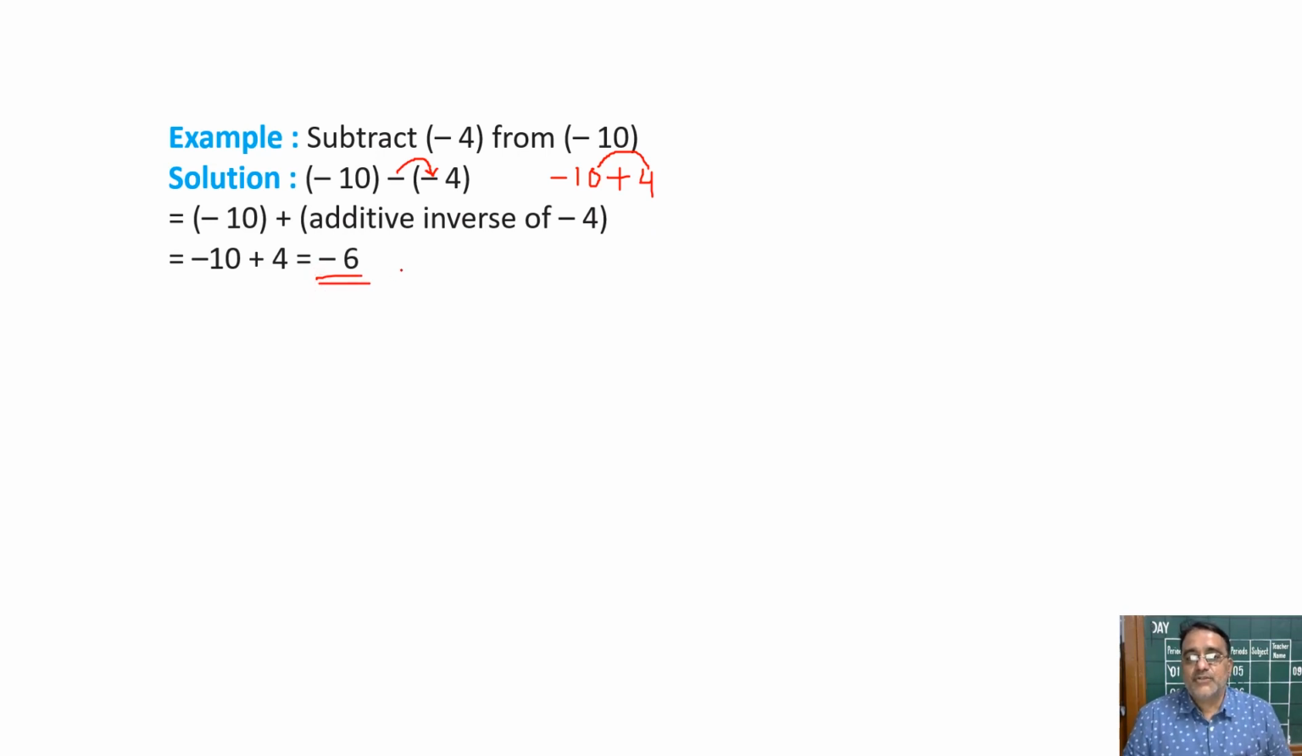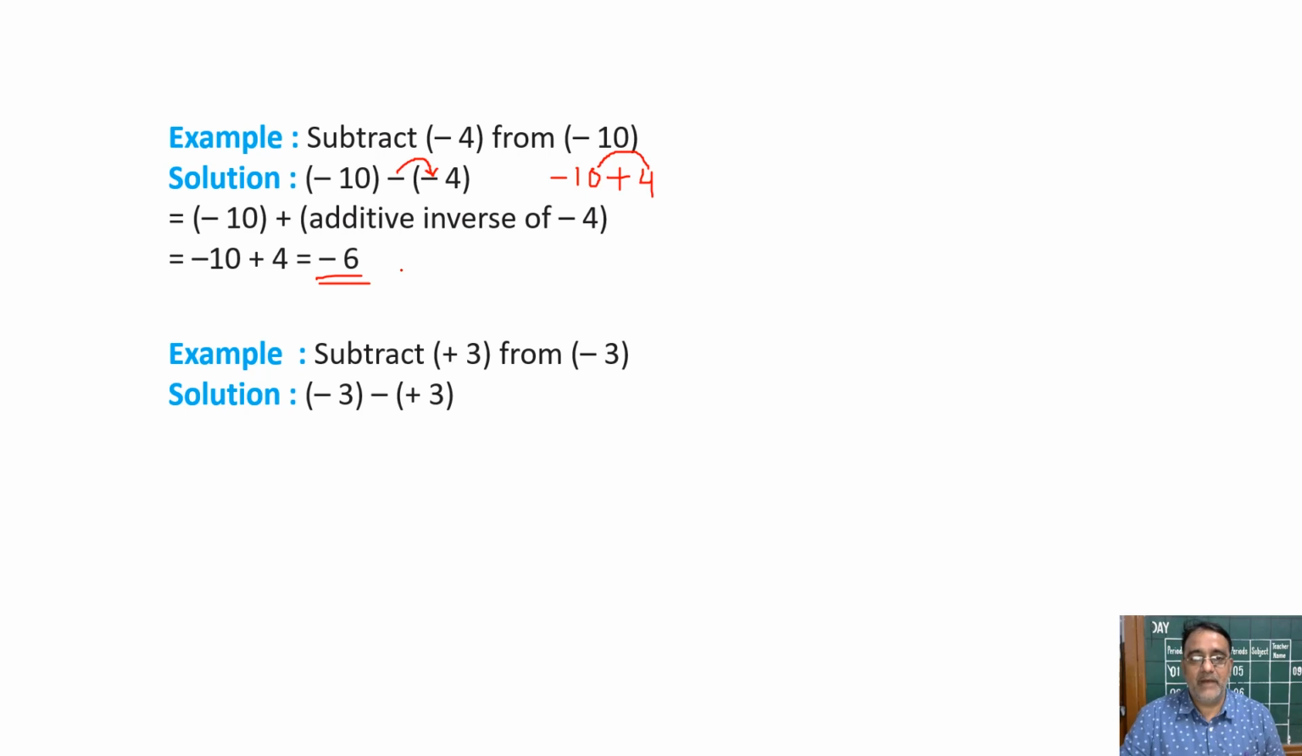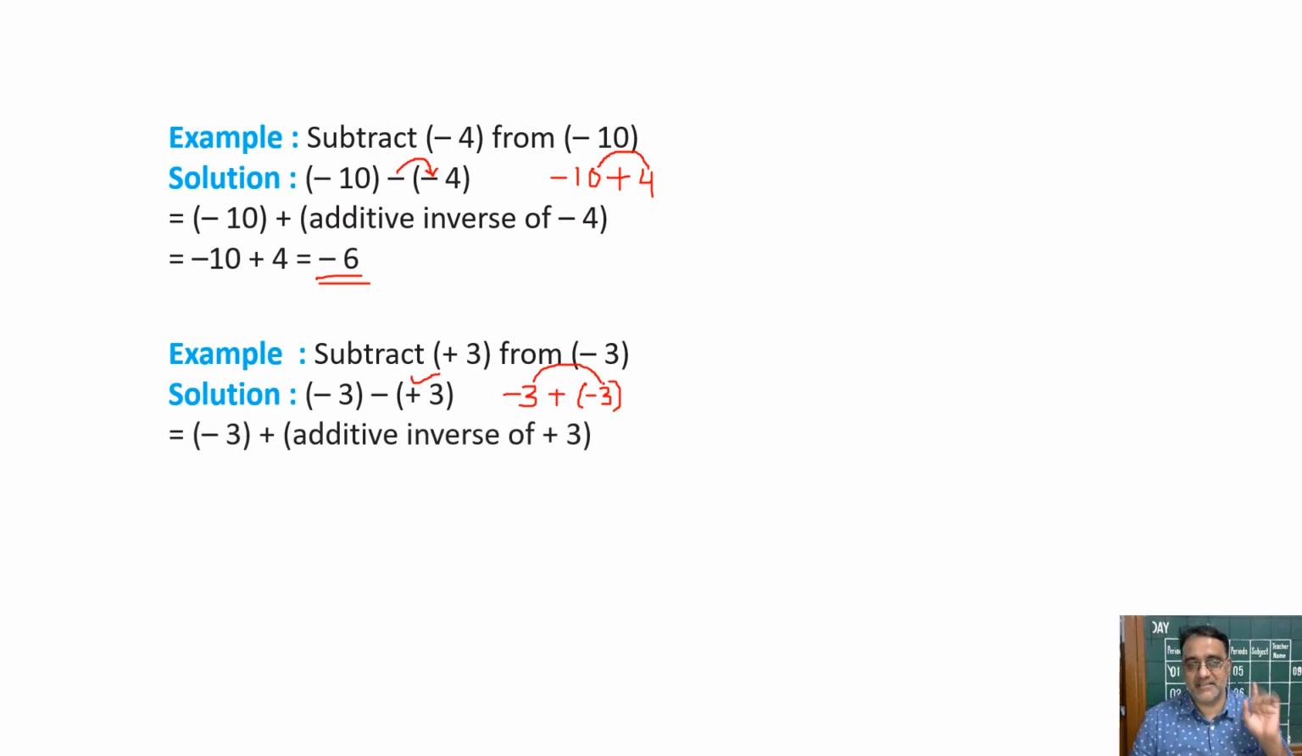Okay. So now subtract +3 from -3. So that is -3 minus +3. So what is the additive inverse of +3? -3. So how will we write this? -3 plus -3. Now both are of the same sign, so we have to add and write the same sign. So 6, same sign is minus, so -6.